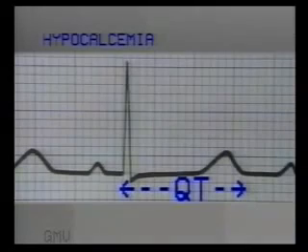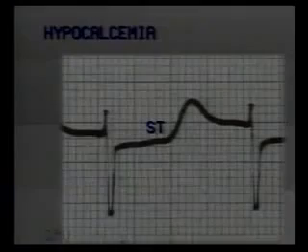Hypo and hypercalcemia. Reduced levels of calcium in blood cause prolongation of QT interval due to prolongation of the ST segment. Normally, QT interval is about 10 small squares or up to 0.4 seconds, but here it is prolonged to about 15 small squares. Note that in this ECG, the QRS is normal, the T wave is also normal, only the ST segment is prolonged.